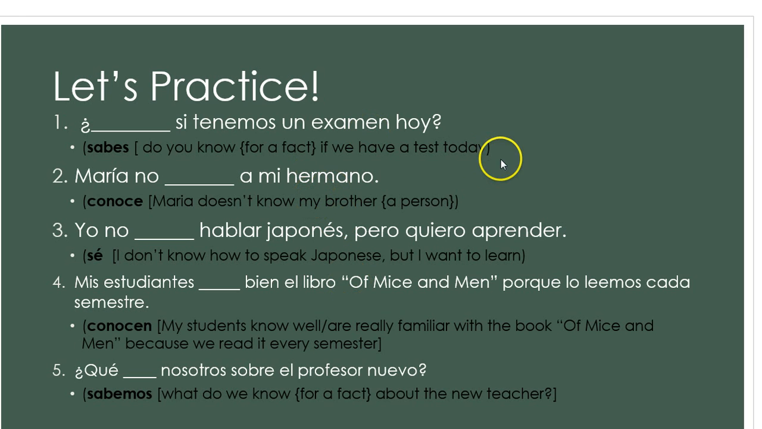Now, number 5 could be kind of tricky because you have profesor, and so most people would say, oh, here's a person, so I'm talking about, do we know the person? But that doesn't really make sense. And then again, remember to try to substitute "familiar with" to see if the sentence would make sense. If I did that, "what are we familiar with about the new teacher" doesn't really make sense. But saying, what do we know as facts about the new teacher, that makes more sense.